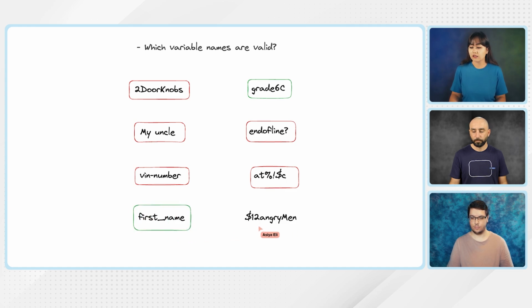And this one, $12 energy man. This starts with the $ sign, which is allowed. It has a number right after, which is allowed as well. The other characters are mixed lowercase and uppercase letters, so this also suits the rule. So this is also a valid variable name.